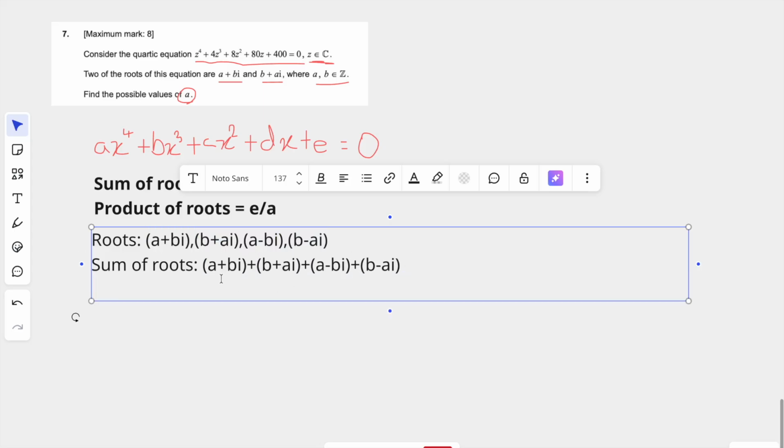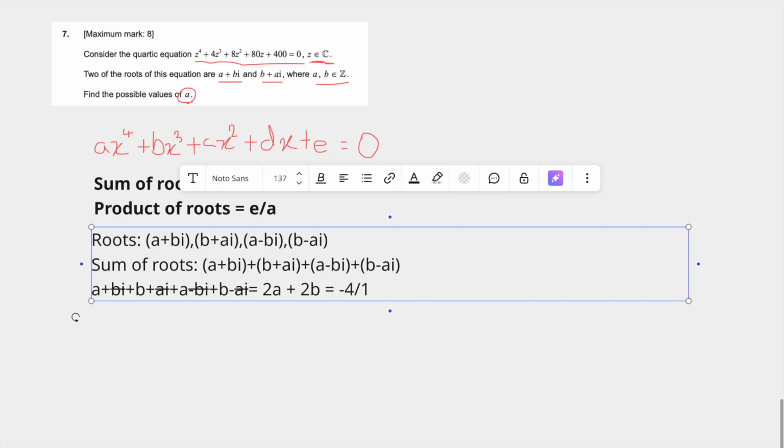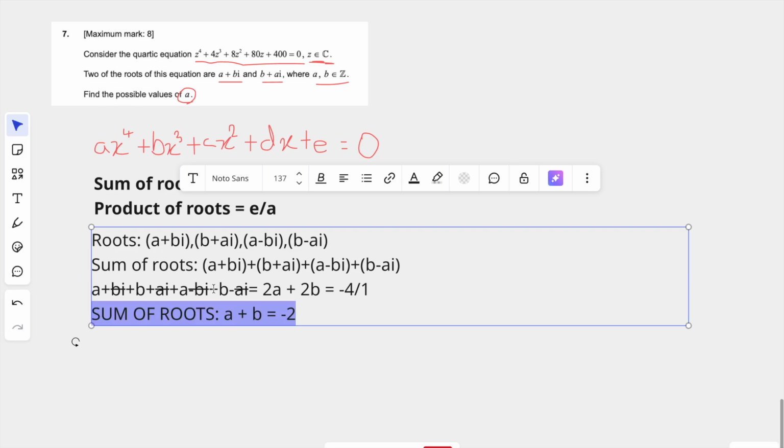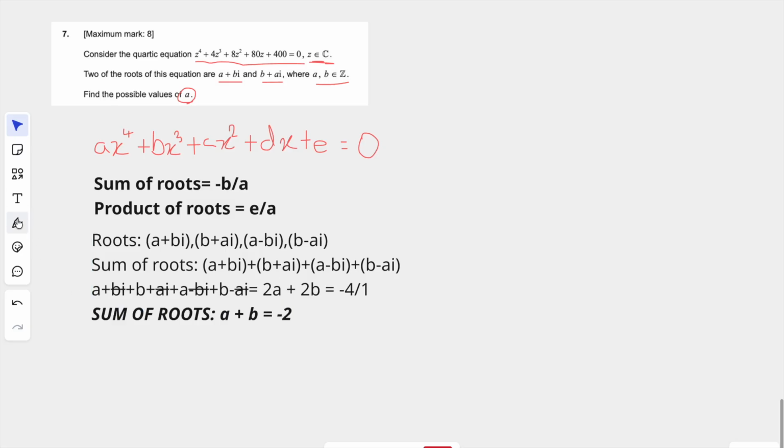The sum of the roots is a plus bi, plus b plus ai, plus a minus bi, plus b minus ai, which simplifies to 2a plus 2b. From the formula, we know that this will have to equal negative 4, since our original equation's coefficient for the cubic term is 4, and the leading coefficient is 1. So we have our sum of roots set up as 2a plus 2b equals negative 4, which can be further simplified into a plus b equals negative 2 by dividing both sides by 2. Let's denote this as equation 1.